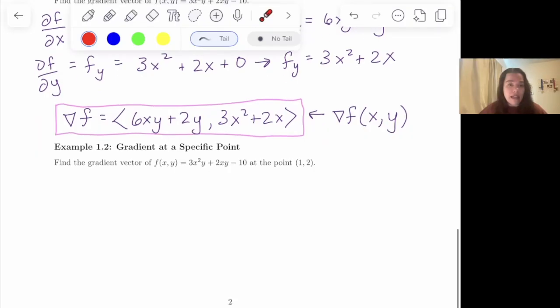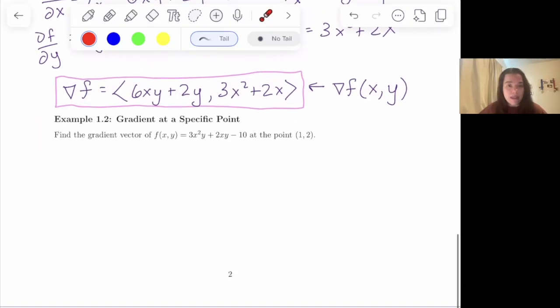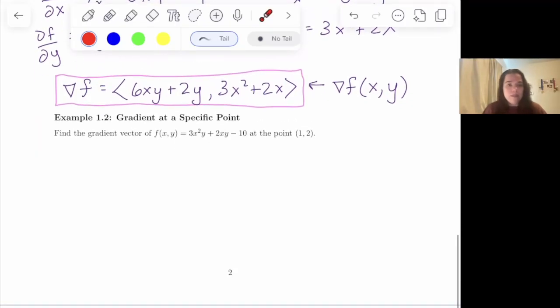Now building on that, let's look at example 1.2. I'm going to leave that gradient vector on the screen. Example 1.2 is about finding the gradient vector at a specific point. So find the gradient vector of f of x, y. Notice this is the same f of x, y as in the example from above. I didn't change the function on us. So find the gradient vector of f of x, y at a given point.